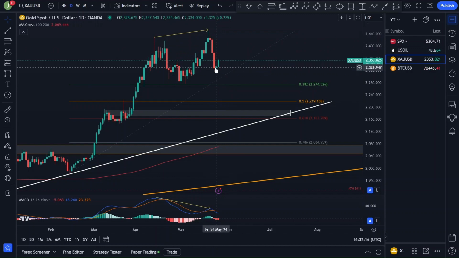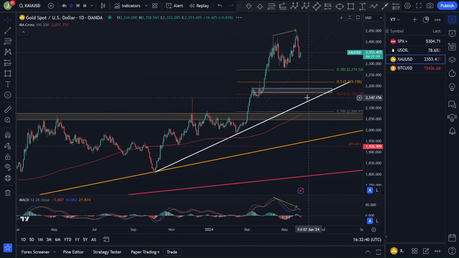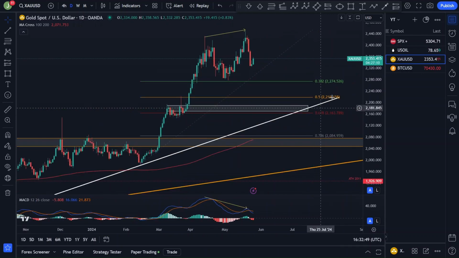Price already moved a little bit lower, but I think that's not enough. If we look at this massive impulse to the upside, my goal would be to buy some long positions between these two levels, the 0.5 and the 0.618 Fibonacci retracement level, because that's also the last daily support zone that matches with this daily uptrend line. It would be a perfect spot to buy some gold positions for the long term.